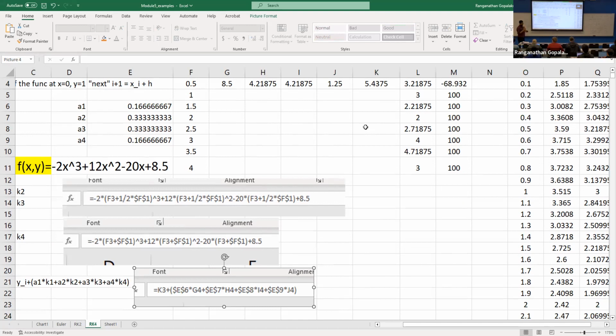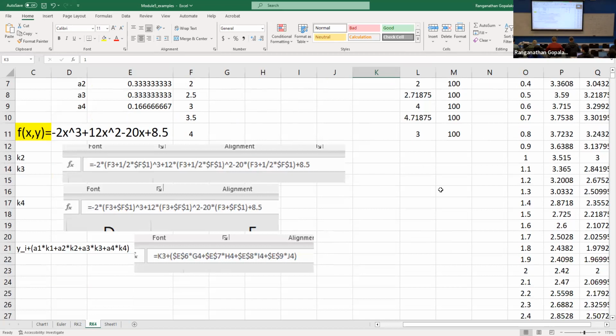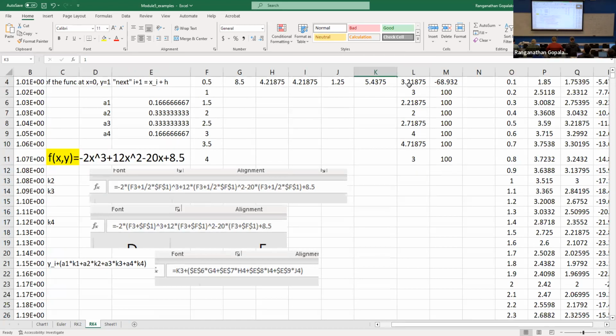So would our yi value be the same as K1? No, yi value is whatever the current value of x is, which is 0, corresponding yi value is 1. So it's the previous row. So see here, it is K3, to reduce the resolution even more. It is K3 plus the summation. You don't go for K4.